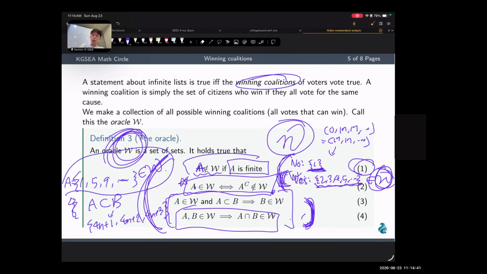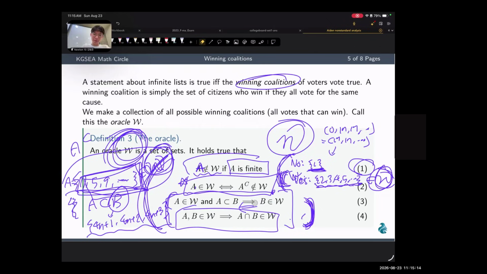If this is a winning coalition, I think what this tells us is that B also has to be a winning coalition, but this should be under the same omega. If the people here vote yes for a cause, even though it feels like a complement should have more people in them. So I think where your question points to is that the converse of number 3 doesn't really hold true.